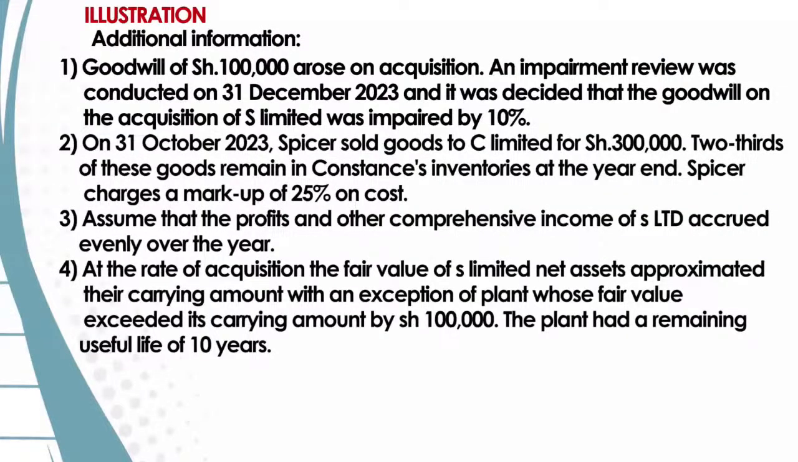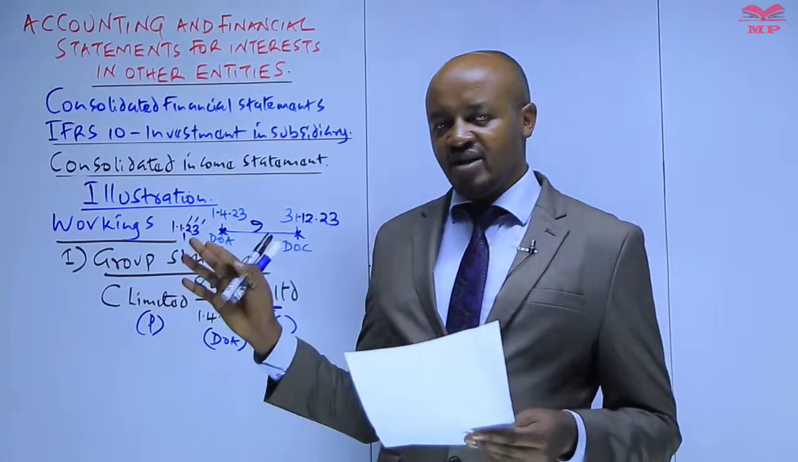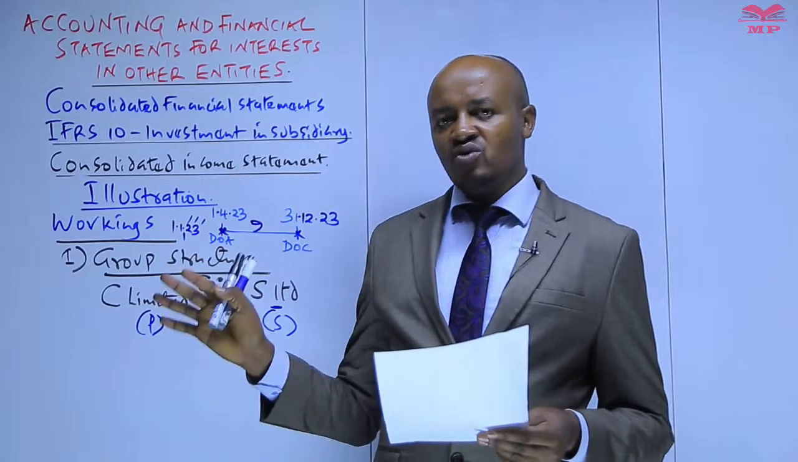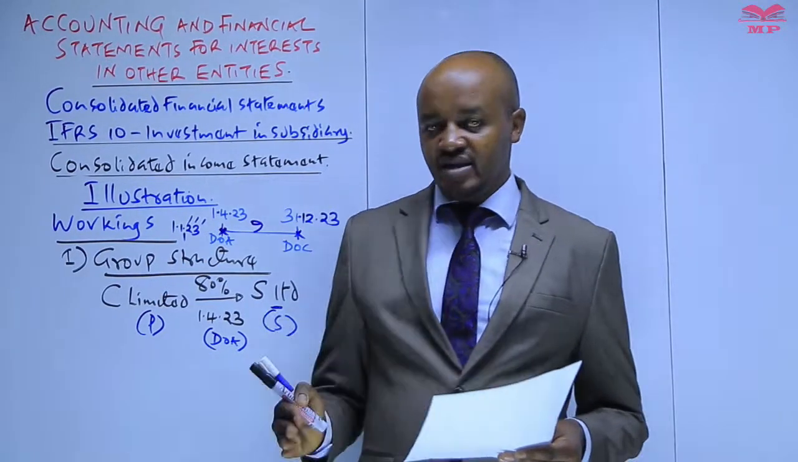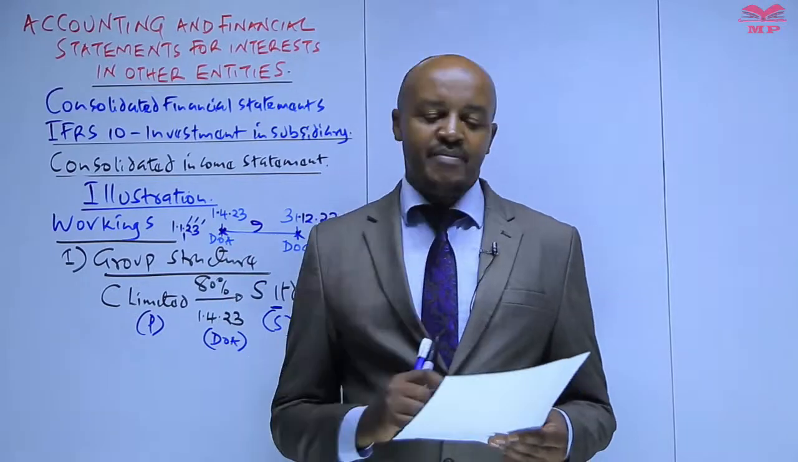Then let's go to the additional information. Before we prepare what is required, I think we need to do some few workings. In note number 1, you are told goodwill of shillings 100,000 arose from acquisition. So in this case, when preparing the consolidated income statement, we don't take into account the goodwill there, because goodwill, we know, is an asset. So what we take into account here is any impairment loss.